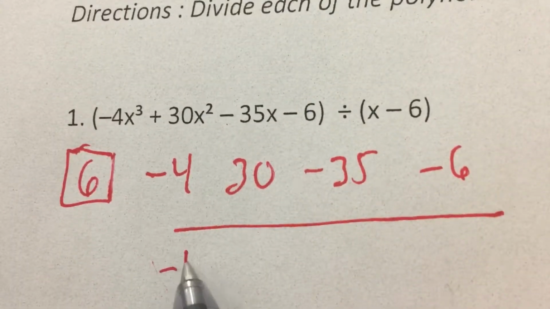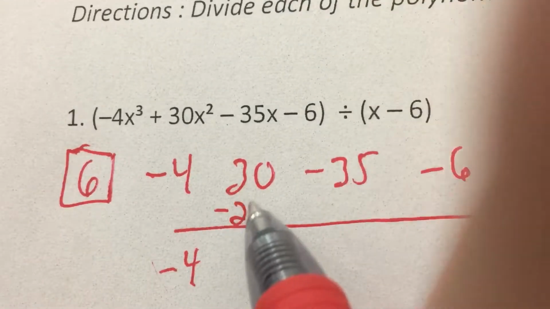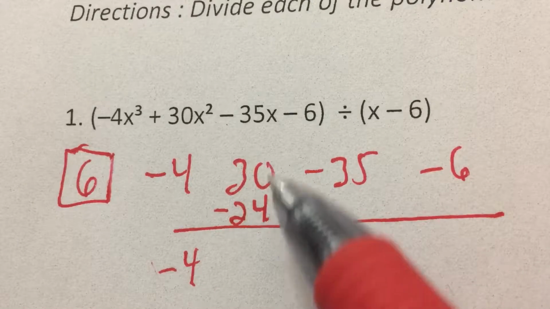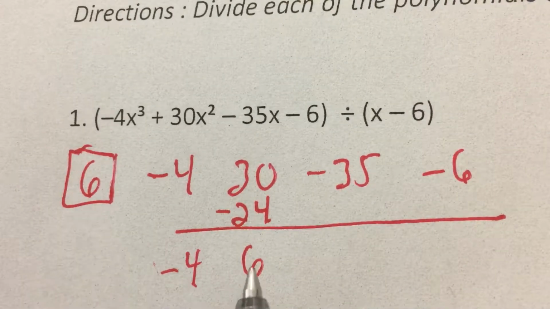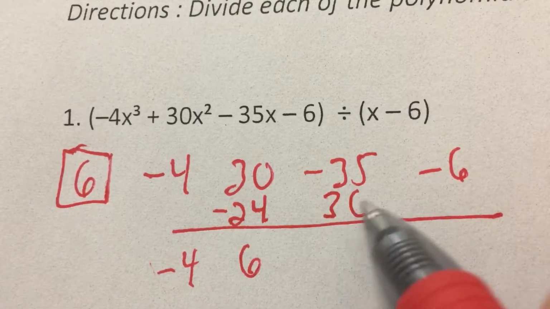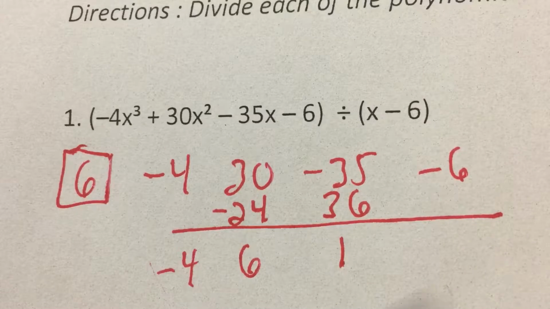Drop the negative 4 below the line. 6 times negative 4 is negative 24. If I combine these two, 30 minus 24 is just 6. 6 times 6 is 36. If I combine negative 35 and 36, I get 1.